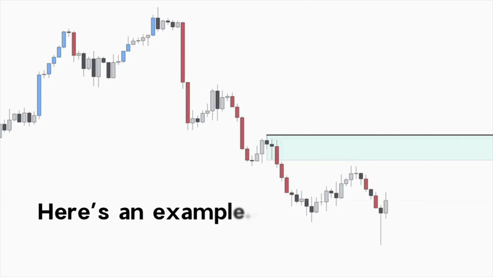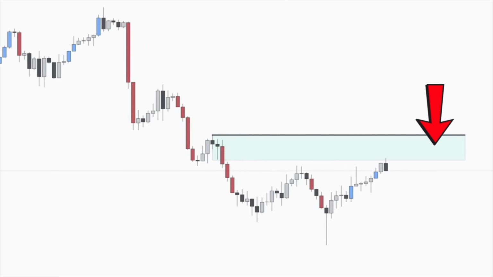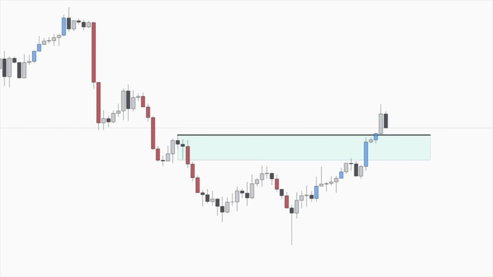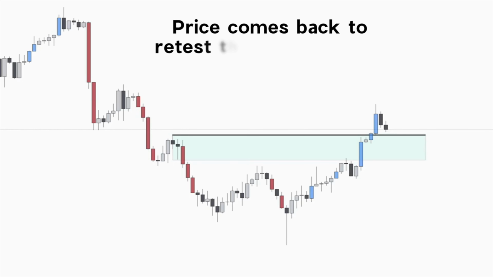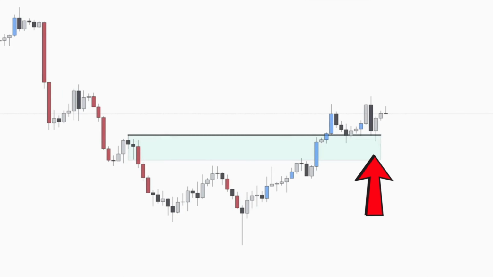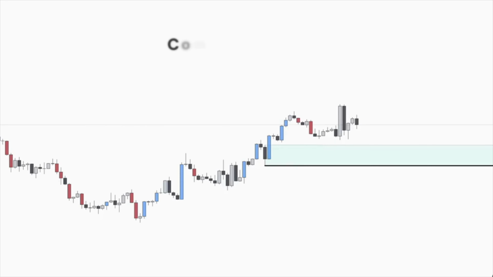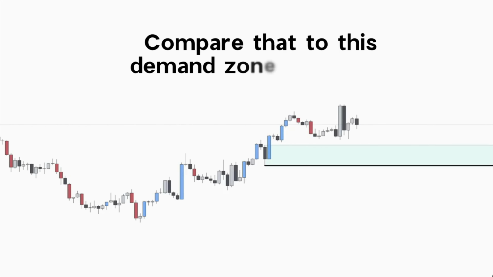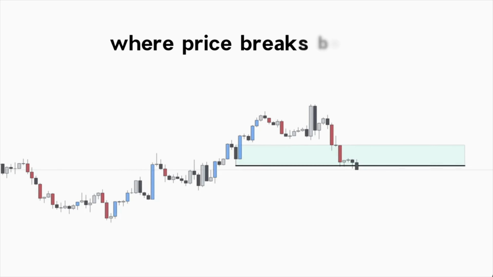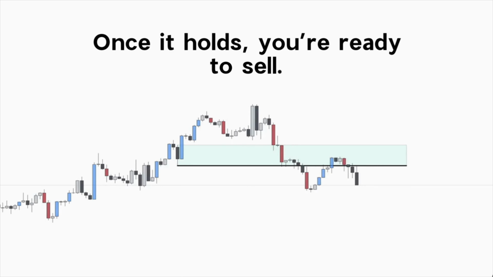Here's an example. Price breaks through the supply zone, but instead of jumping in right away to buy this market, you wait. Price comes back to retest the previous area of supply and the previous structure break, and it holds, signaling to you that you can look to enter a buy trade. Compare that to this demand zone breakout where price breaks below and you wait for the retest. Once it holds, you're ready to sell.